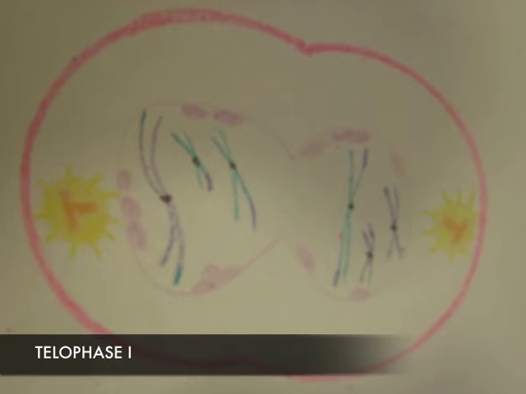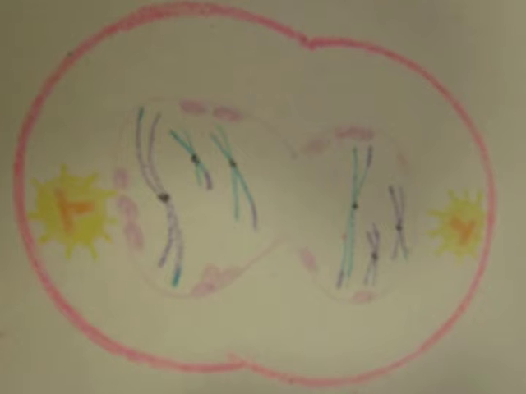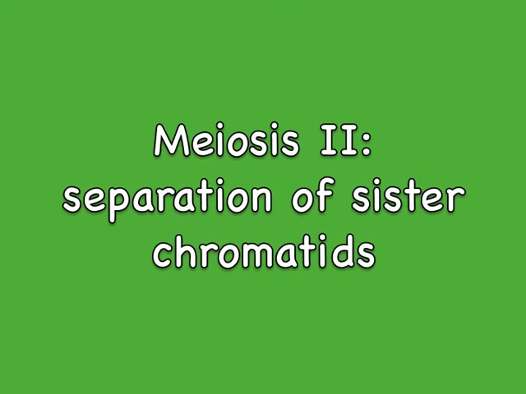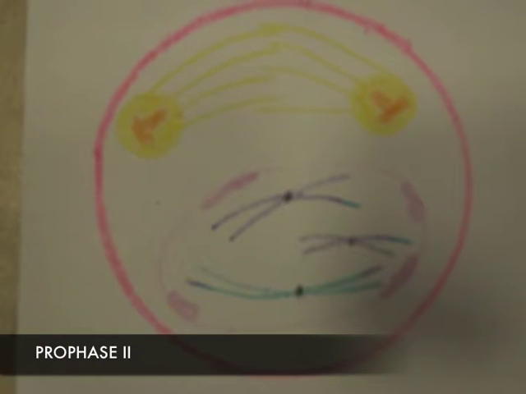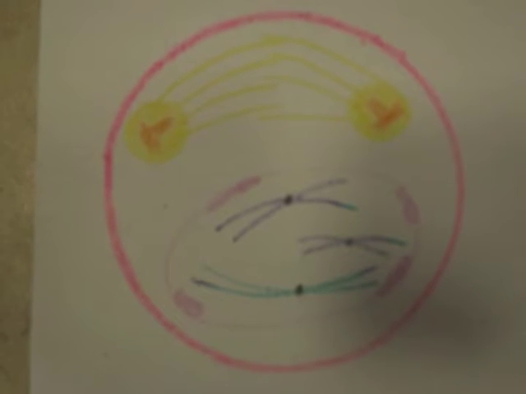In telophase 1, each half of the cell has a complete haploid set of chromosomes, composed of two sister chromatids. Cytokinesis occurs simultaneously with telophase 1, forming two haploid daughter cells. In prophase 2, a spindle apparatus forms and each of the chromosomes starts moving towards the metaphase 2 plate.